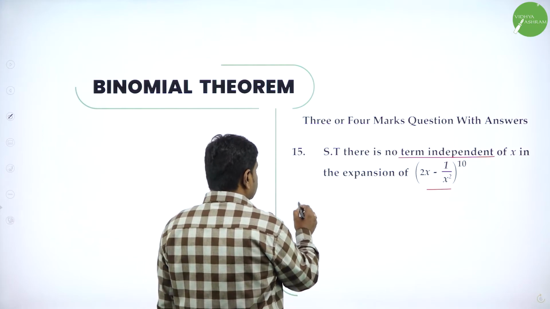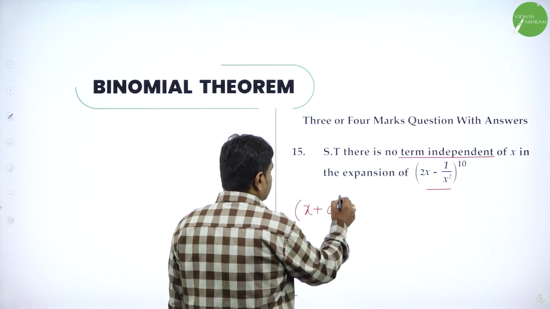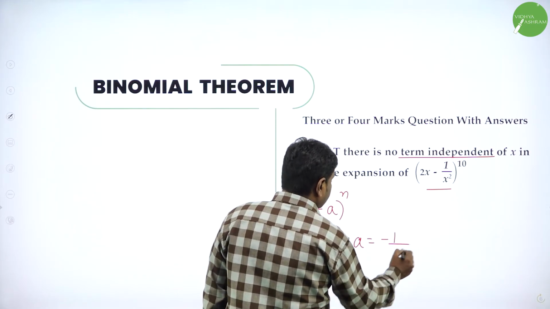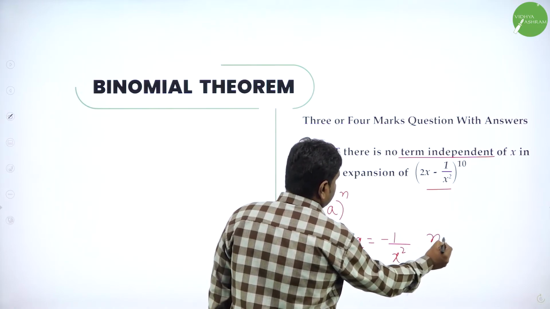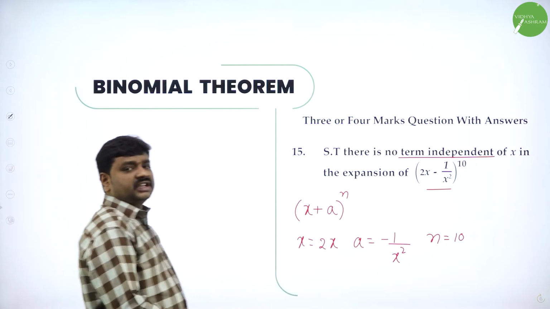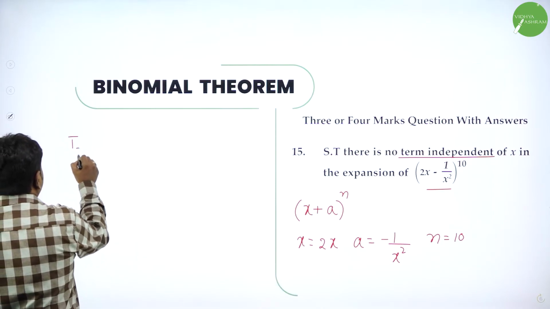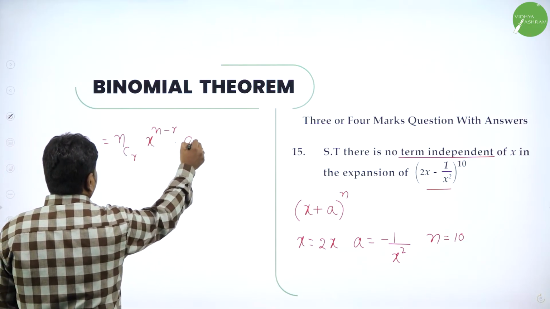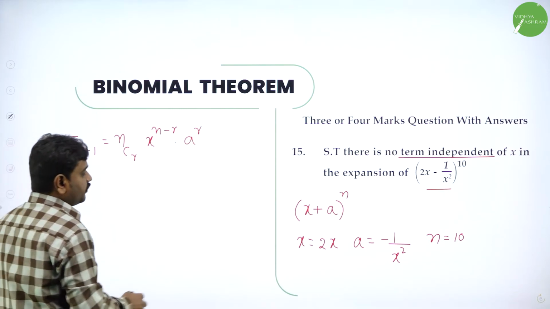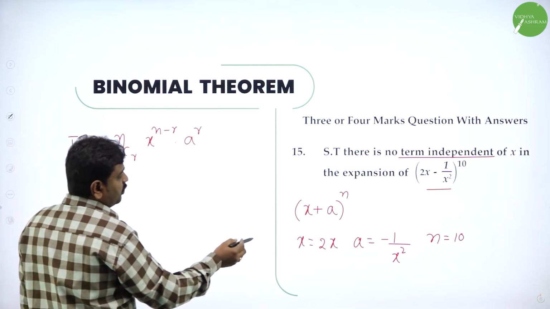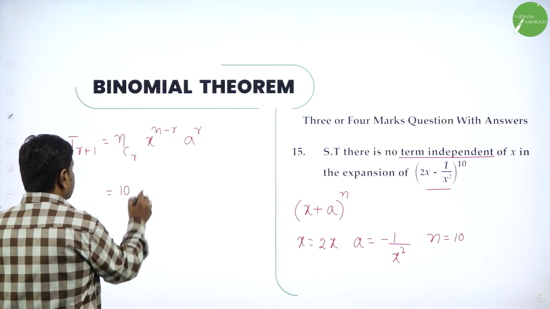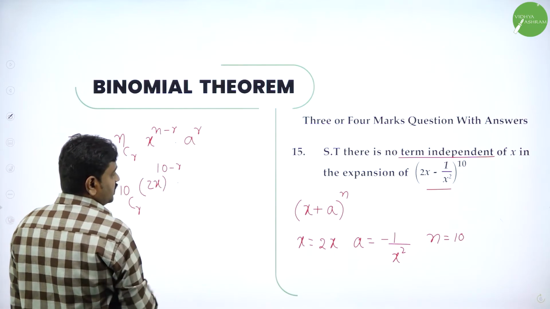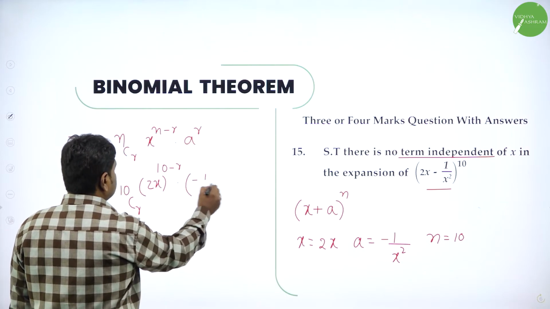Method of comparison. So what is the original expansion? x plus a power n. So in the place of x, what do we have? 2x. In the place of a, what do we have? Minus 1 by x square. And in the place of n, we have 10. Now write the general term of the expansion. What is the general term formula? T r plus 1 is equal to nCr x power n minus r into a power r. That is, T r plus 1 is equal to nCr. What is n? The overall power, 10. So 10Cr. x is 2x, so 2x power 10 minus r. What is a? Minus 1 by x square power r.